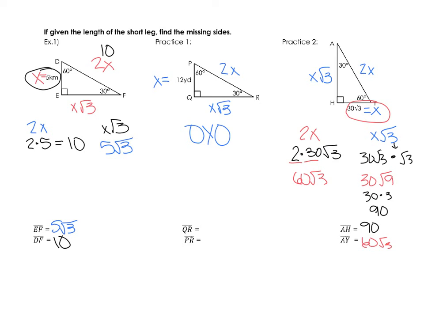Now, just so that you can check yourself, because some of you might be wondering, hey, I thought the hypotenuse is supposed to be the longest side, and right now it kind of looks deceiving because AH is 90. Well, if you put into your calculator 60 square root of 3, the value as a decimal is 103.9. So clearly that justifies that the AY, which is the hypotenuse, is actually the longest side.